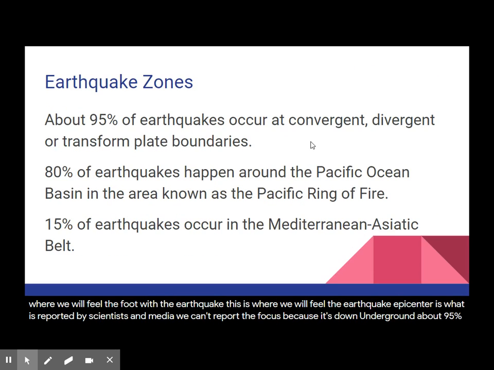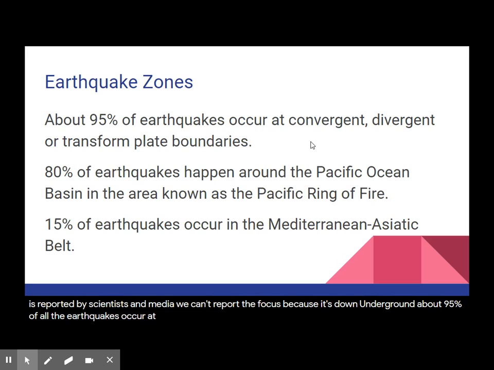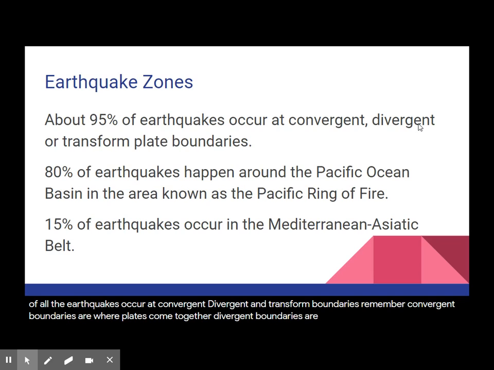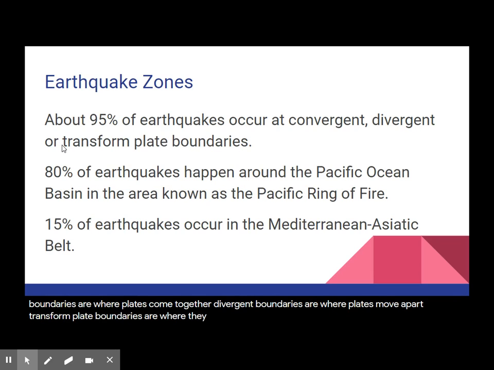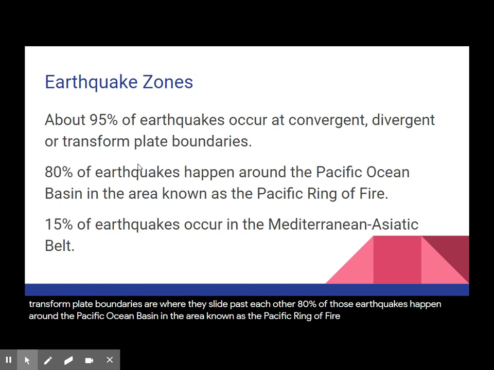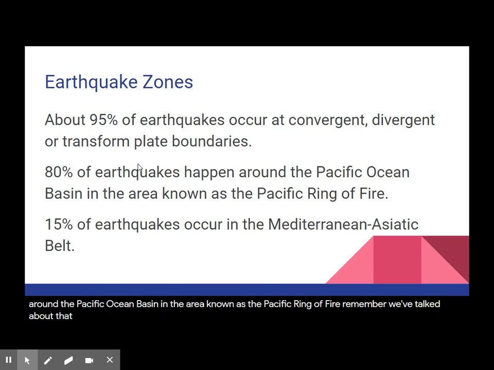About 95% of all earthquakes occur at convergent, divergent, and transform boundaries. Remember, convergent boundaries are where plates come together. Divergent boundaries are where plates move apart. Transform plate boundaries are where they slide past each other. 80% of those earthquakes happen around the Pacific Ocean basin in the area known as the Pacific Ring of Fire. Remember, we've talked about that already. It goes all the way around the Pacific Ocean.